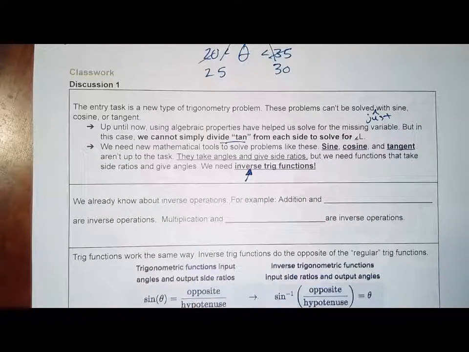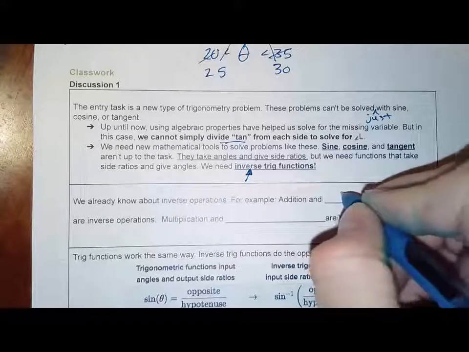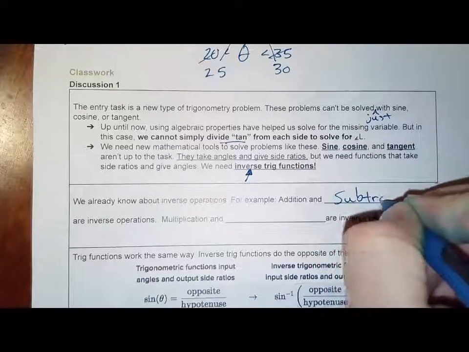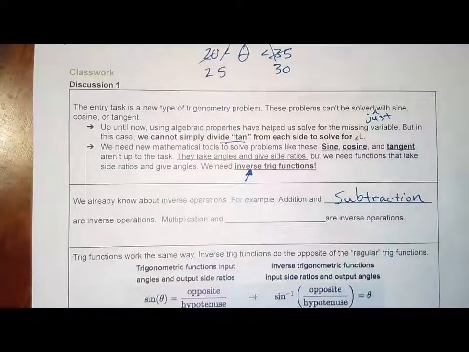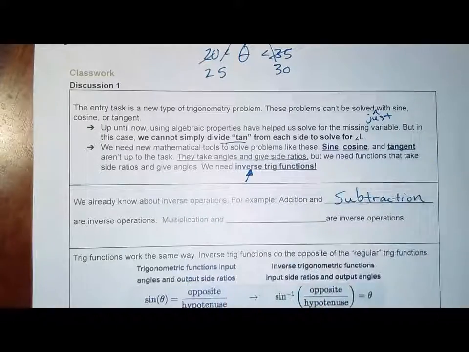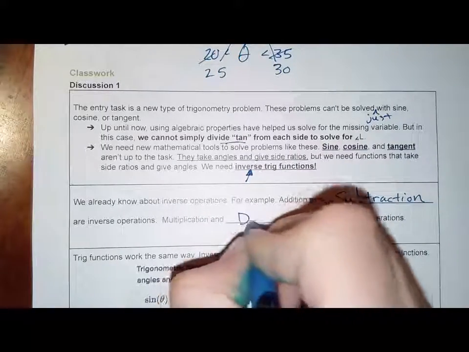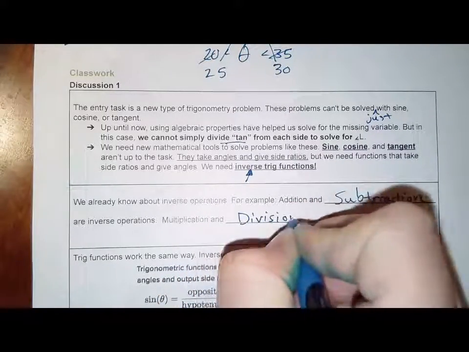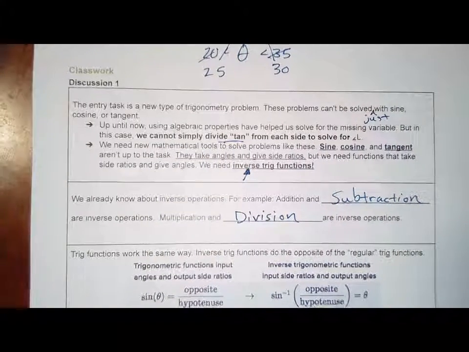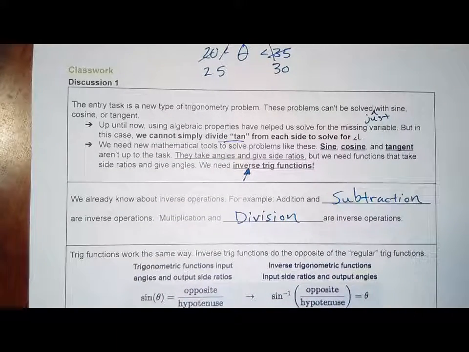I mean, we already know about inverse operations: addition and, well done those of you who are saying the answer out loud or at least thinking it loudly in your brain. Addition and subtraction are inverse operations. Now the rest of you join in. Multiplication and division are inverse operations. Trig functions work the same way.